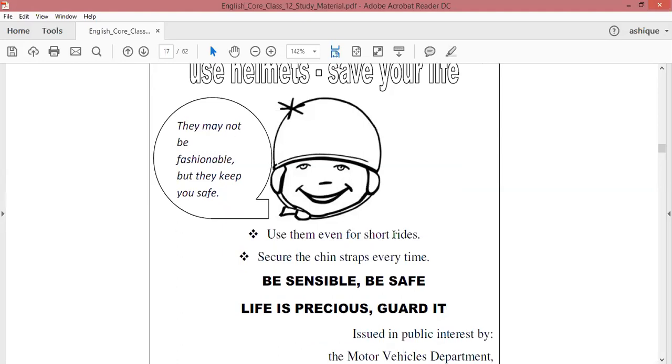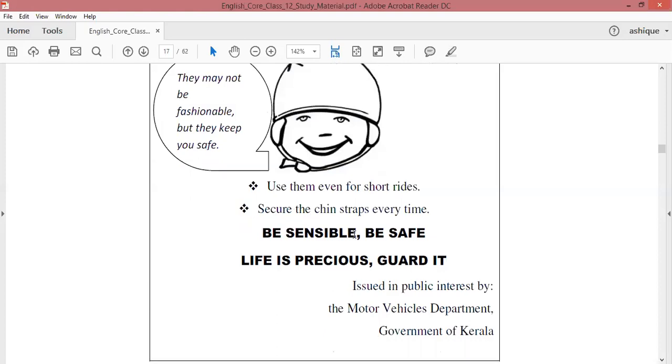Use them even for short rides. Definitely we must use the helmet for short rides. Secure the chin strap every time. See, the chin strap has been mentioned, under your chin, so you must always use it when you wear a helmet. Be sensible, be safe, life is precious, guard it. This is a quotation that has been used. Students, see the quotation, that's what they have kept on the board. These are the points written.